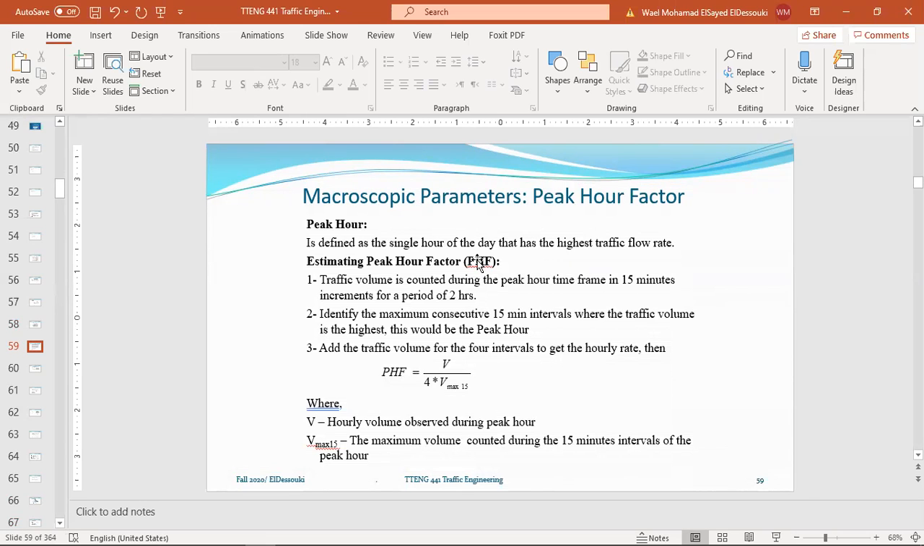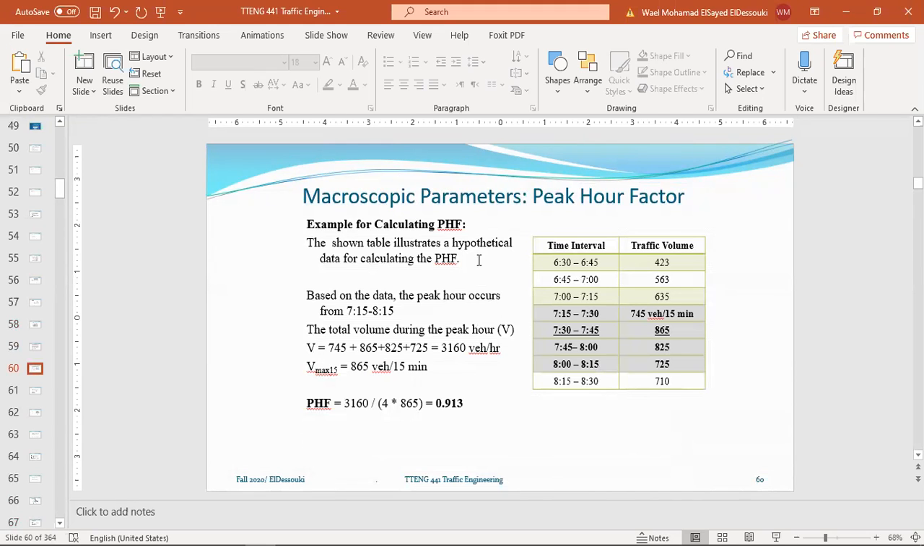Basically, we count the volume during the peak hour period in 15-minute intervals. Then we pick the consecutive four 15-minute intervals, and this is going to be the peak hour. Then within those four 15 minutes, we pick the maximum 15-minute volume, and we divide the peak hour volume by 4 times the peak 15 minutes, and that's how we get the peak hour factor.